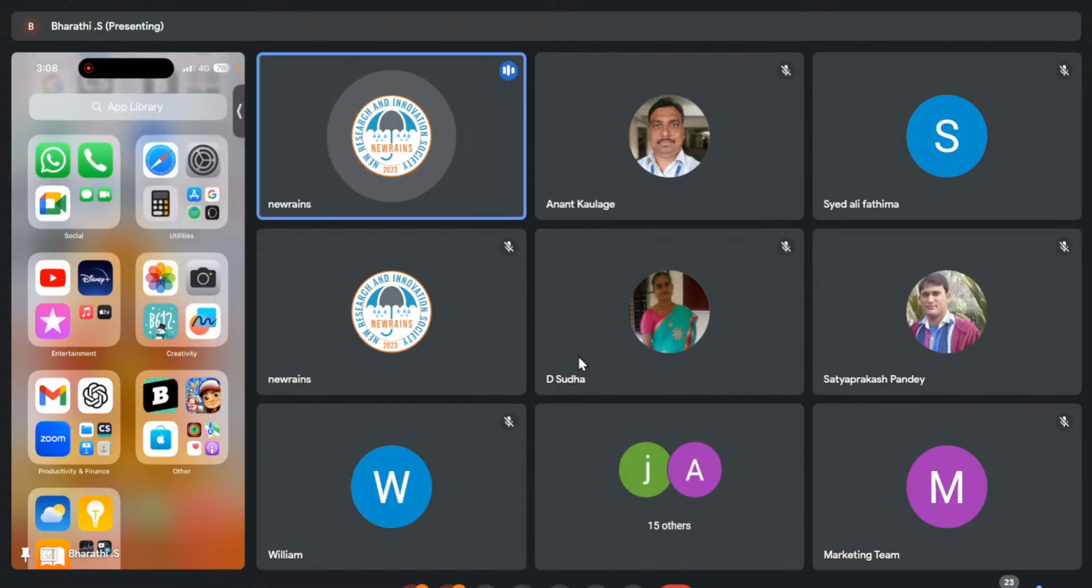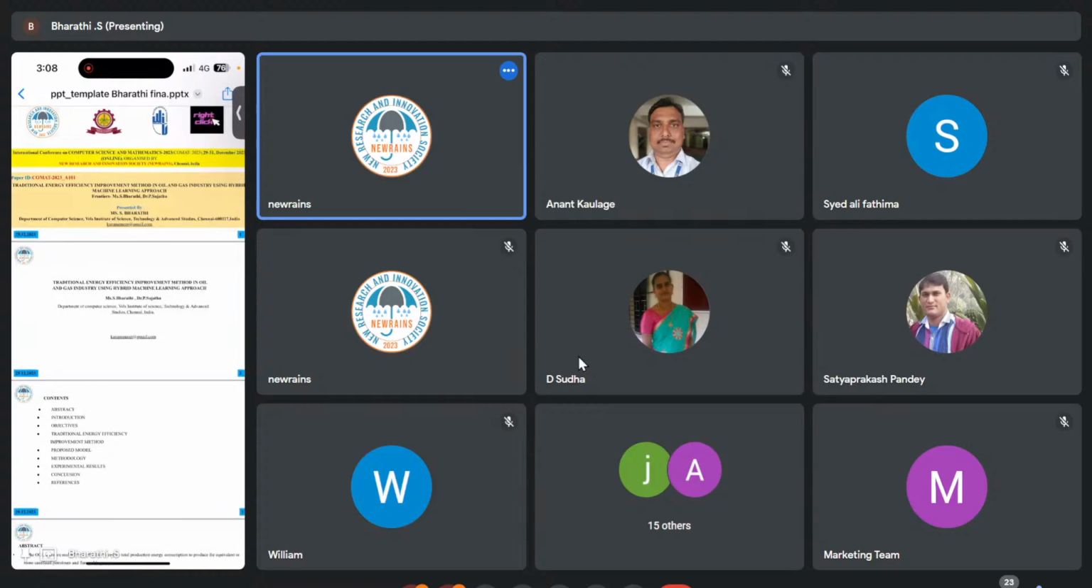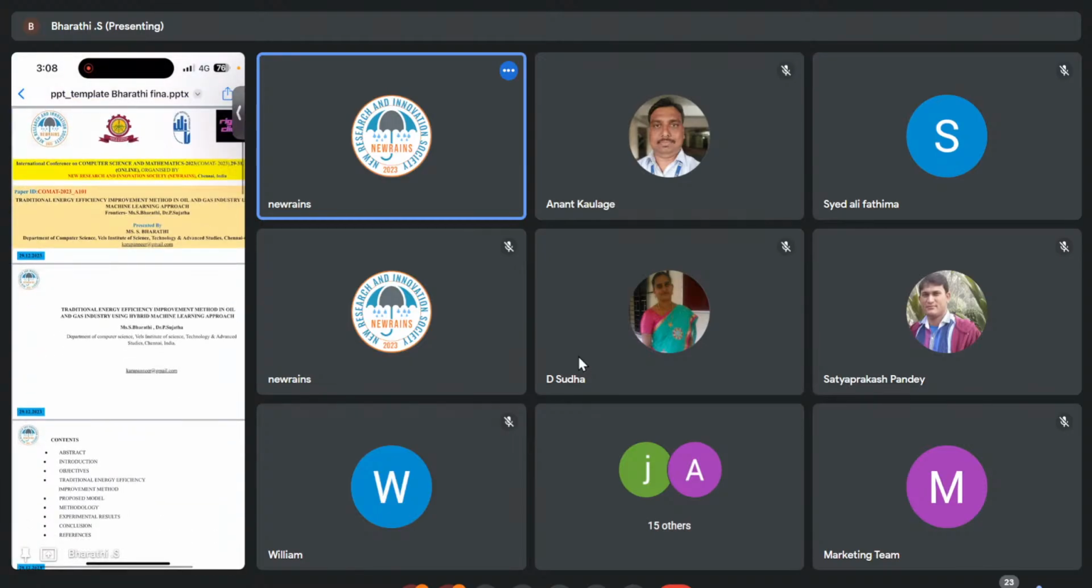You can keep the phone horizontal so that it will look better. Visibility will be more. Just turn the phone horizontally. It is not coming from auto rotate. The auto rotating mode is not there, sir. Okay, no issue.